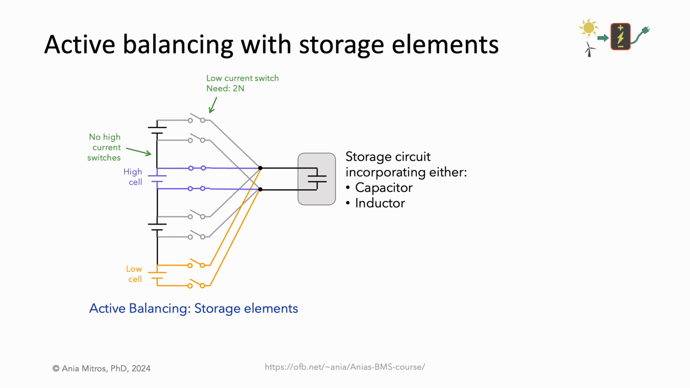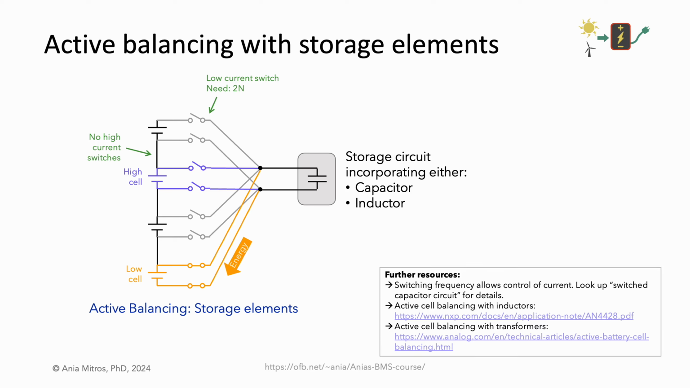The implementation shown here would switch the purple cell to charge a capacitor or inductor, then open the purple switches, then close the orange switches to discharge the stored energy into the orange low cell. With a capacitor as shown, the switching frequency allows control of the current, just as in a switched capacitor circuit. Here are some further resources if you're interested in learning more about active balancing.